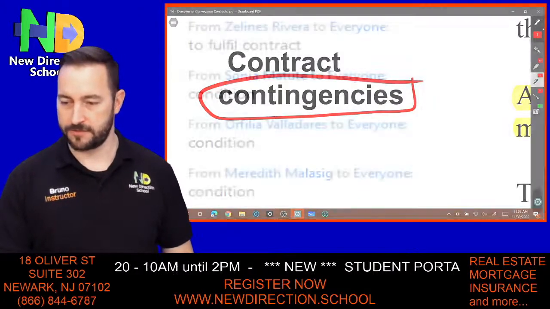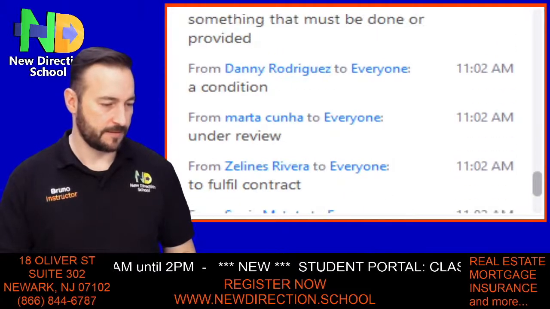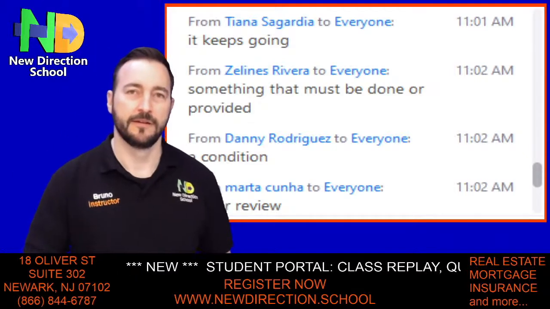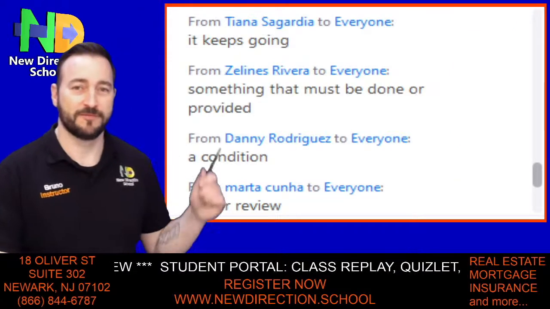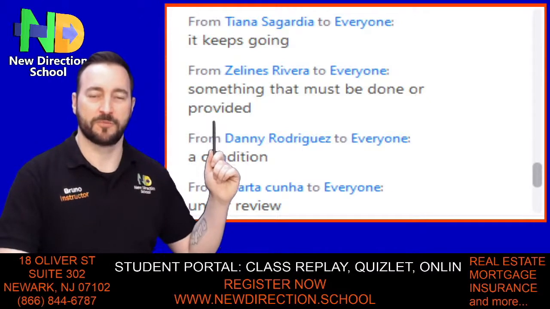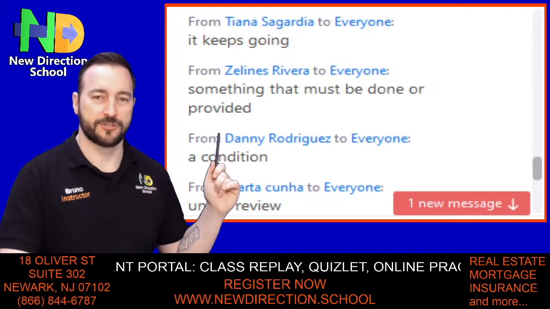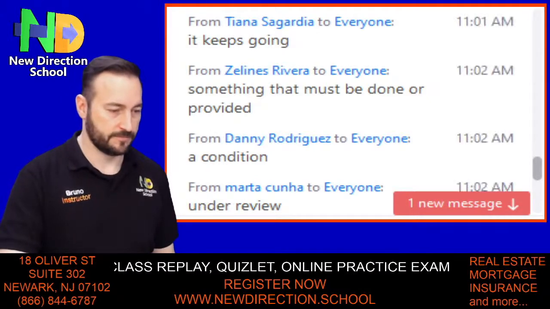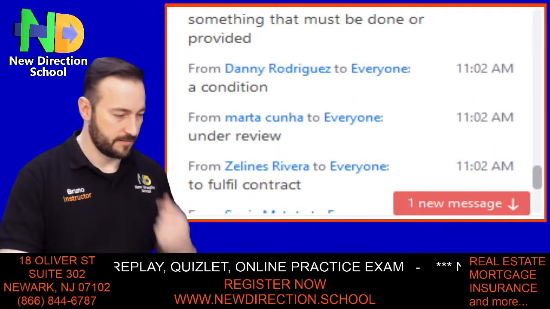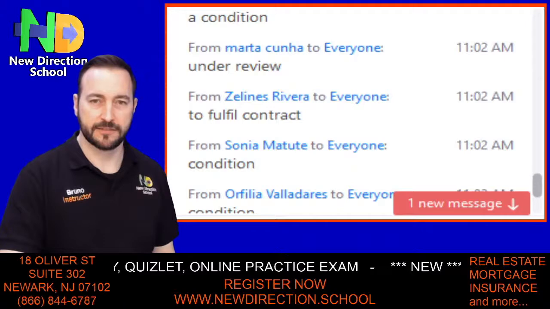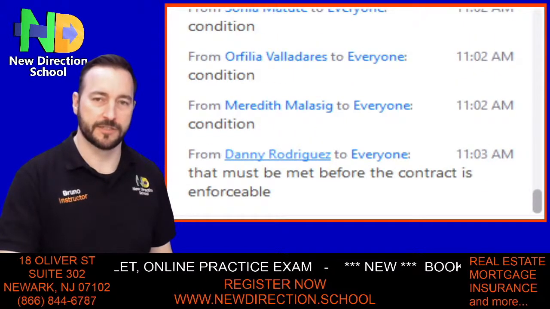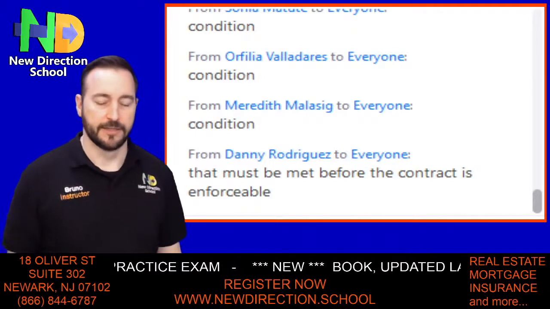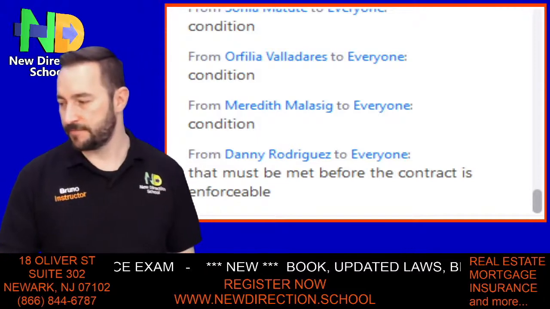All right, let's see what answers we got here so far. Donna says, it keeps going, like the Energizer Bunny, right? Something that must be done or provided. Okay. Condition. Under review, maybe. What else? To fulfill contract. Okay. Condition, condition. That must be met before contract is enforceable. All right. So, contingency. Contingency, guys.